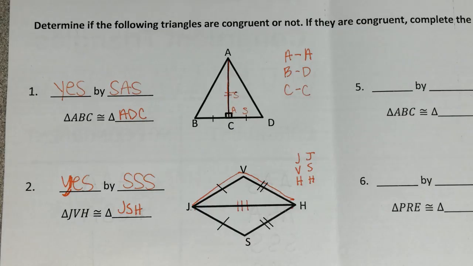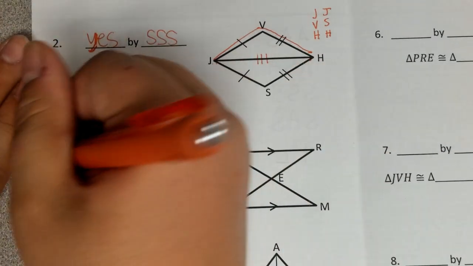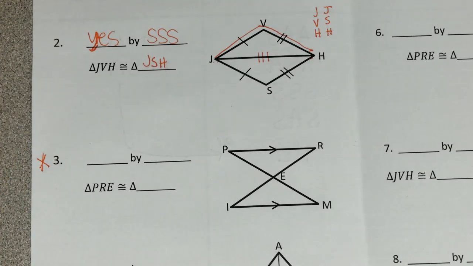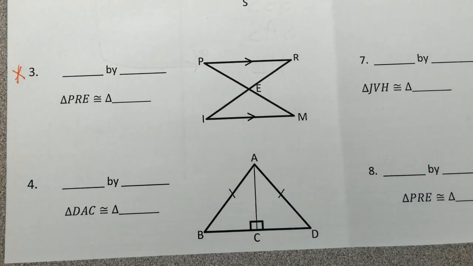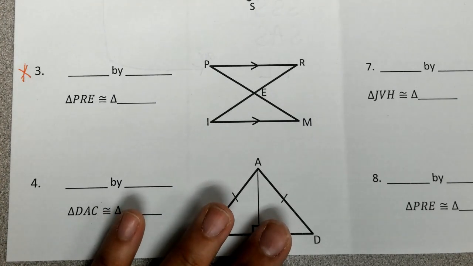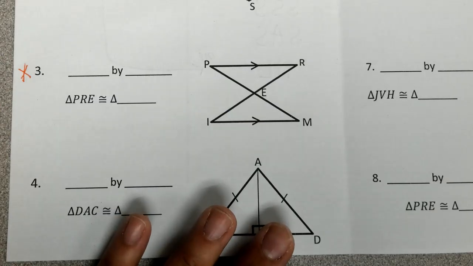Moving on. Everybody star number 3. This is a test question. Number 3 says this. Does it share any sides? Are there any reflexive property? No, they don't share a side. What do they share? There are parallel lines. There's something else.